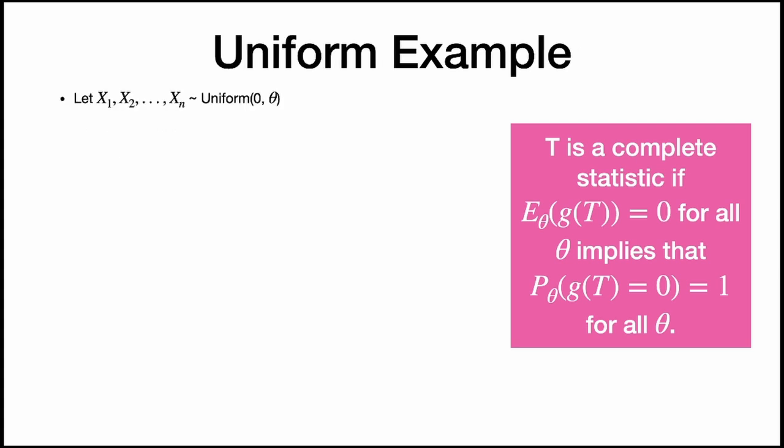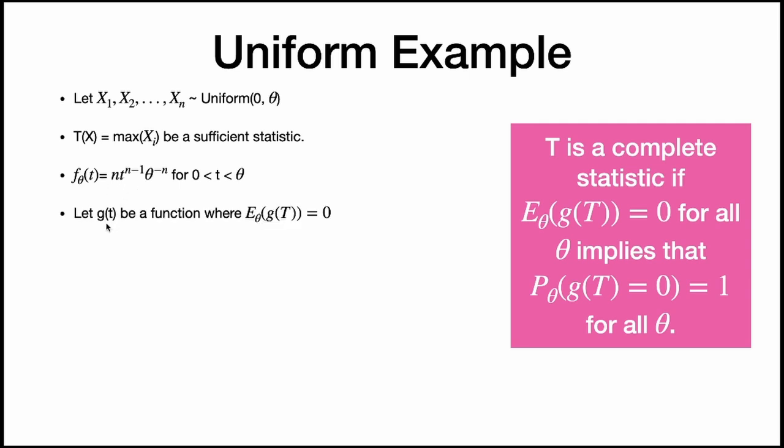One more example with a uniform distribution. Let's say we have a sample of data from a uniform distribution on 0 to theta. You might be familiar with the fact that the maximum is a sufficient statistic for theta, and this is the PDF of the maximum. So let's suppose we had a function g of the maximum whose expected value was equal to 0.